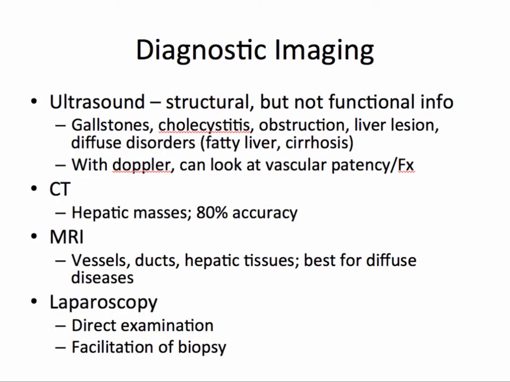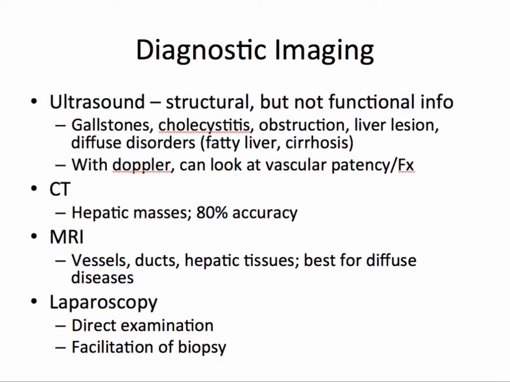In diagnostic imaging, an ultrasound can give you structural but not functional information. If you add Doppler, you can look at vascular patency and function. A CT is excellent for looking at hepatic masses. An MRI is good for looking at vessels, ducts, hepatic tissues, and is best for diffuse diseases like cirrhosis.